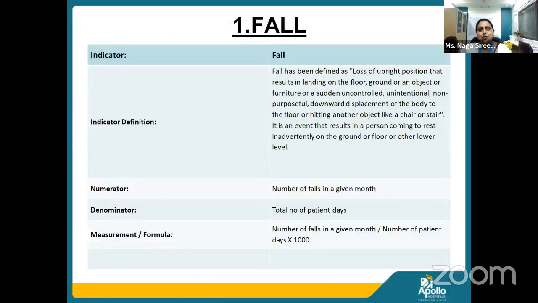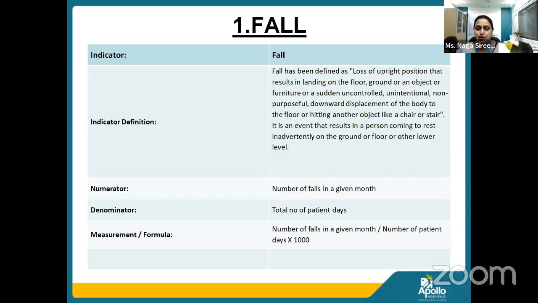And coming to the fall, you all know what exactly a fall is. A fall is nothing but loss of upright position. Initially, when we were doing this fall project in our hospital, we always used to try to defend, saying that the patient did not fall, only touched the ground a little, or was holding on to the wall. But whatever it is, the fall definition very clearly says that it is loss of upright position that results in landing on the floor.